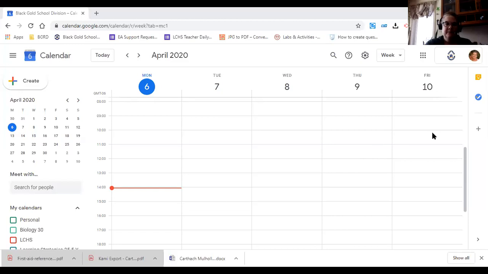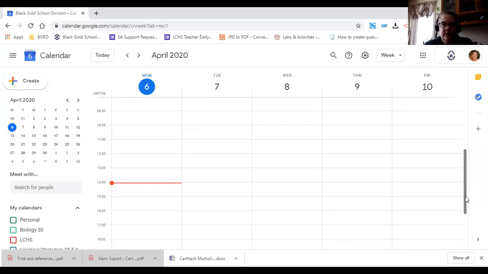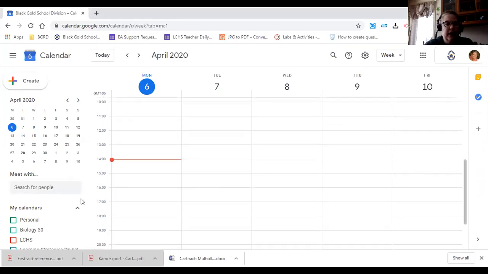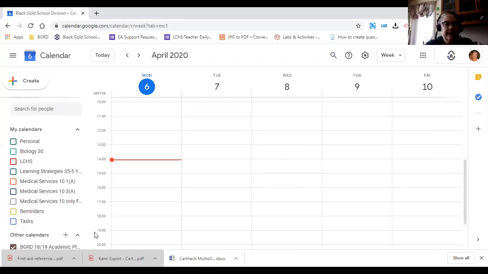So what does that mean? If you take a look at my screen, this is my Google Calendar, and I'm going to scroll it down here. On the bottom left-hand side, what we see here is all of your calendars. Here's a whole bunch of different calendars. The link I sent you is for Bio30. So once you've accepted the calendar, you would see it in this list. And then what you're going to do is click on the Bio30.